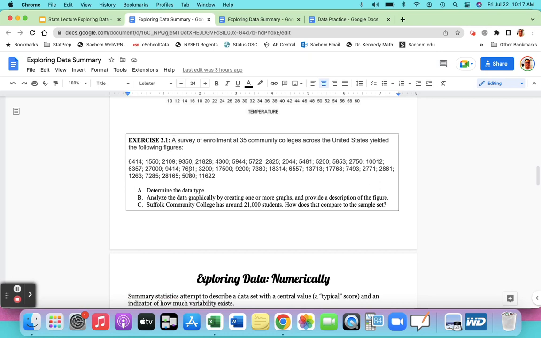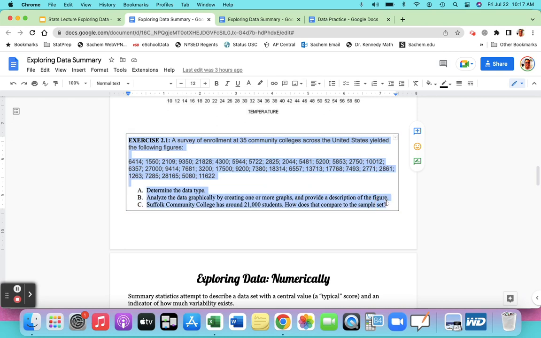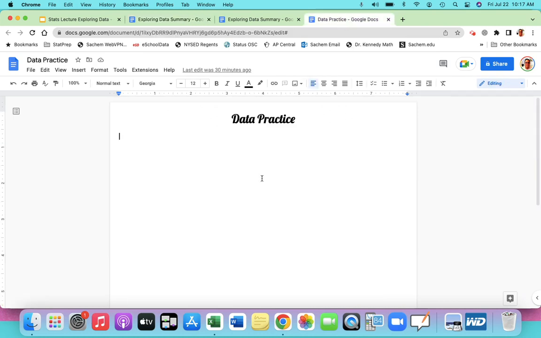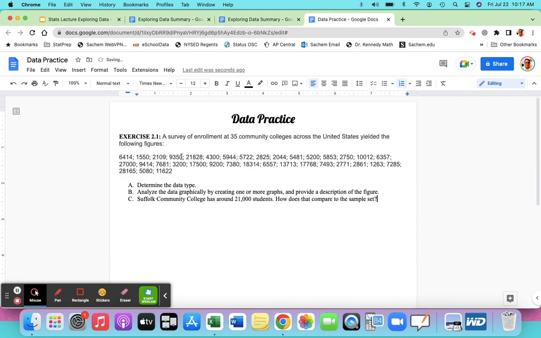I've got data here. A survey of enrollment at 35 community colleges across the United States gave the following figures. Determine the data type. All right, so I'm going to copy this into a Google Doc, which if you'd like, you could use Microsoft Word, whatever word processing software you use. So I just opened a blank file. I am going to copy and paste. Okay, so determine the data type. So let me put my answers down here.